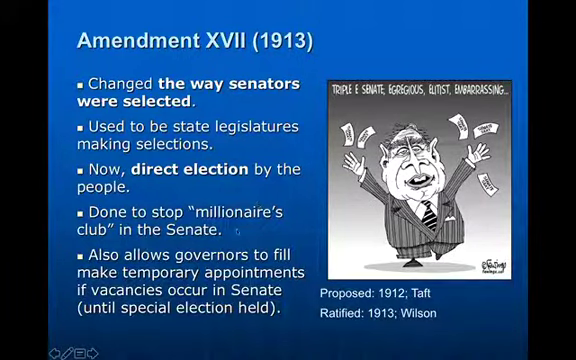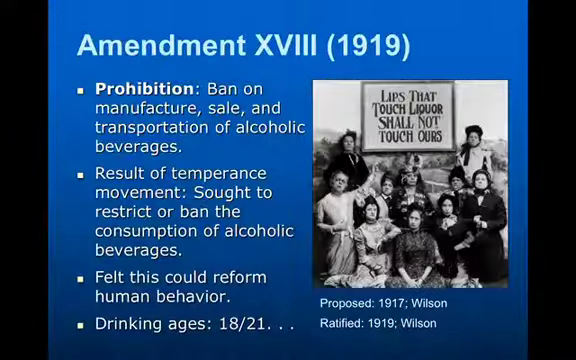But there was a lot of corruption, and the Senate was seen as the millionaires club. You got in there through various means of bribery and stuff. So the 17th Amendment then allowed for the people to actually elect senators. It was a big change.